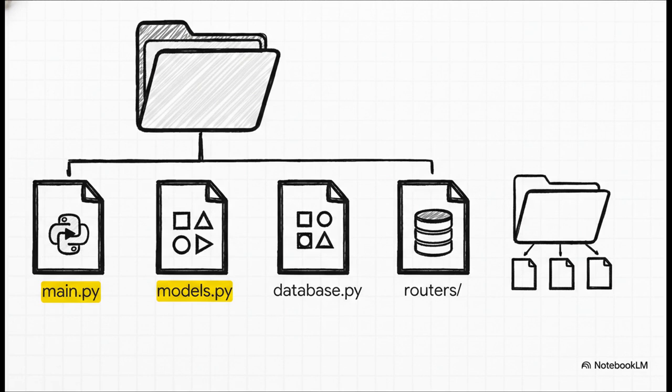Your main app object lives in main.py. You put all your Pydantic data models into models.py, your database connection logic in database.py, and then you split your actual endpoints into logical groups inside a routers directory. This makes your project so much easier to navigate and maintain as it gets bigger.